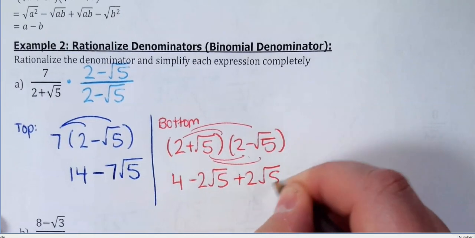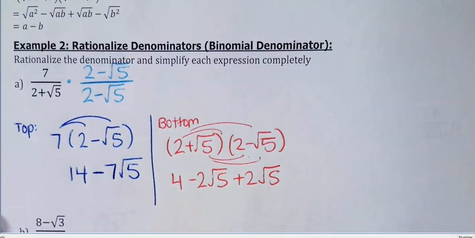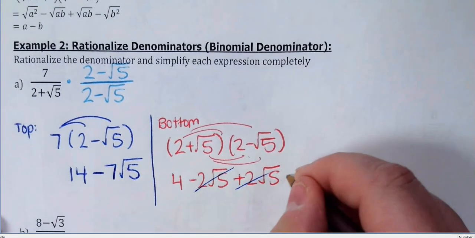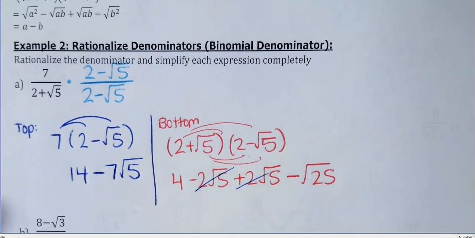So minus 2 roots of 5 plus 2 roots of 5. Always on the end, it should be negative because you've got a positive radical 5 and a negative radical 5, so it's negative square root of 25.